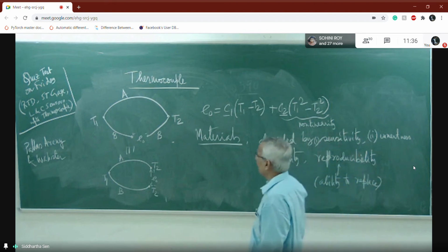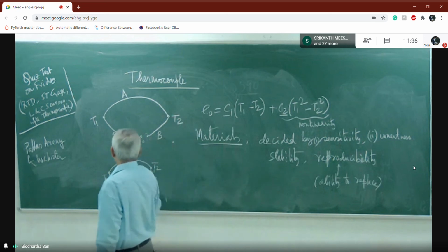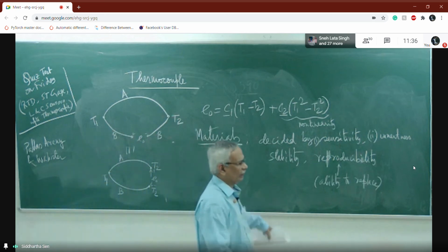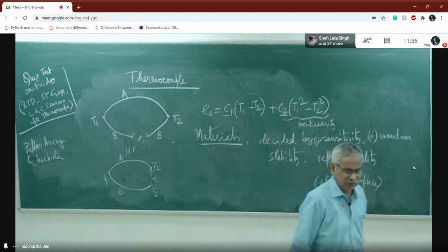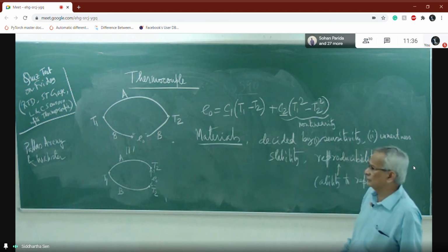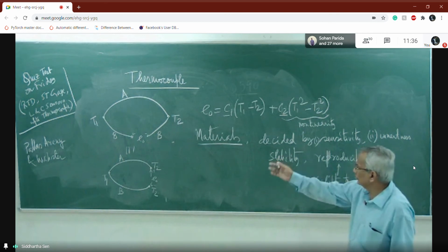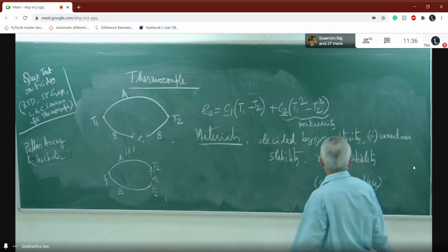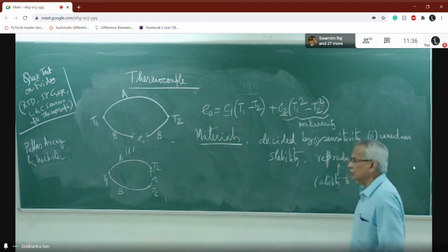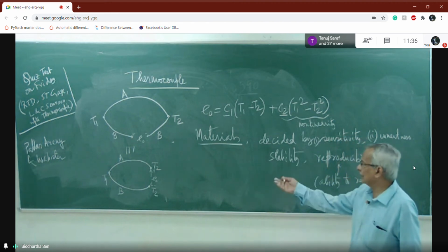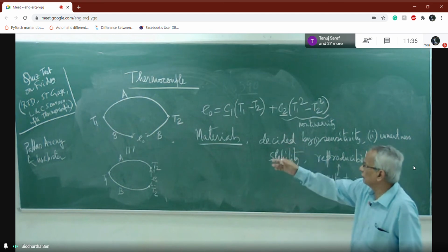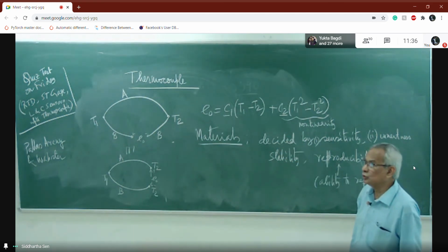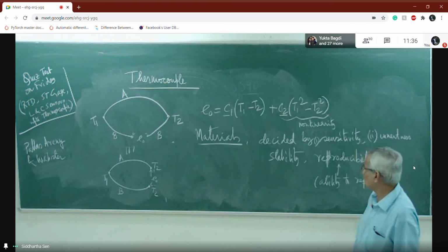That means if we have a thermocouple of two material combinations, and somehow after some use it has gone bad. Reproducibility, or rather replaceability, means that if we replace it by a similar thermocouple of combinations of A and B, the exact same one, the characteristics should be exactly the same. It should not vary.